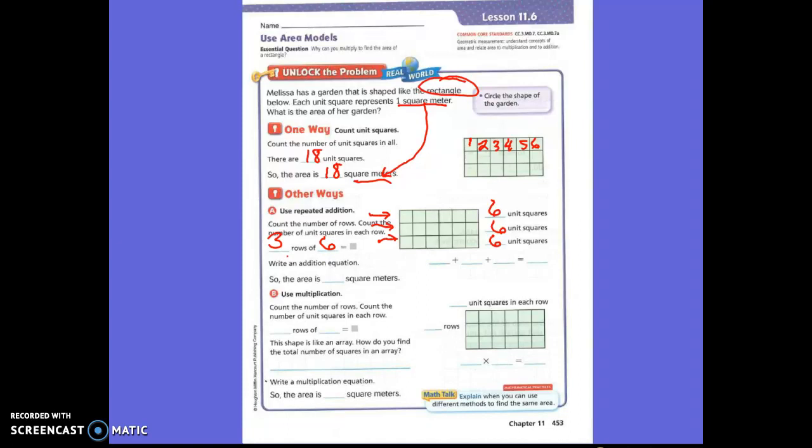So because there's 6 in each row, you're going to just do repeated addition. 6 plus 6 plus 6. What is 6 plus 6 plus 6, everybody? 18. So the area is 18 square meters. Now guess what, boys and girls? There's one more way to find this answer. Multiplication.